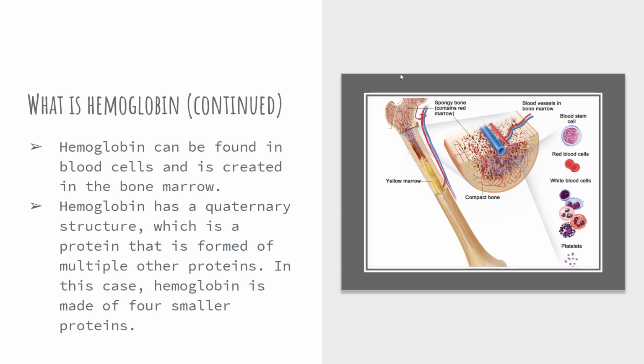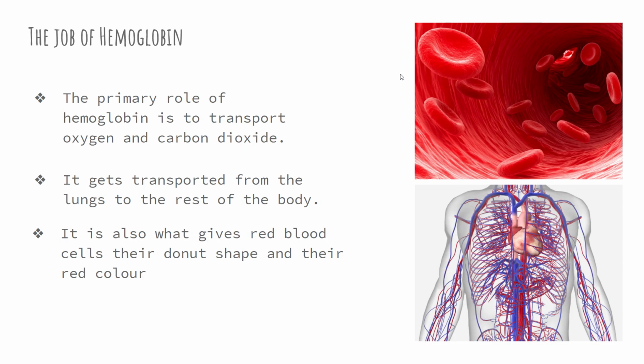Hemoglobin can be found in blood cells, and it's created in the bone marrow. Hemoglobin has a quaternary structure, which is a protein that is formed of multiple other proteins. In this case, hemoglobin is made of 4 smaller proteins.